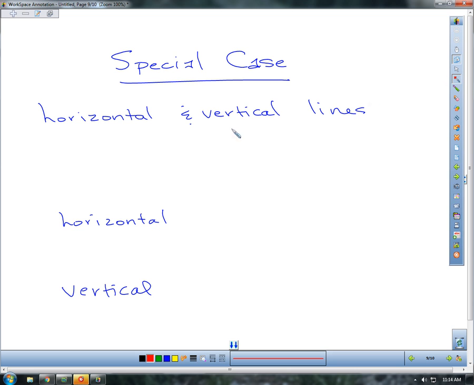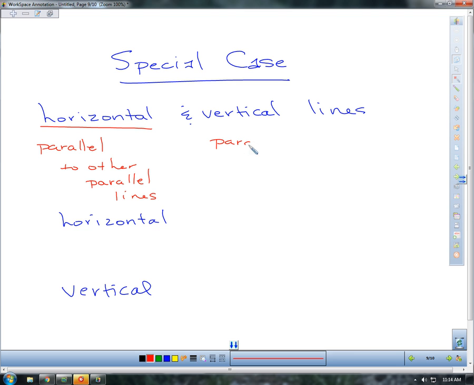So, special case. There's really only two things that behave differently. Horizontal lines are always parallel to other horizontal lines. Vertical lines are always parallel to other vertical lines.